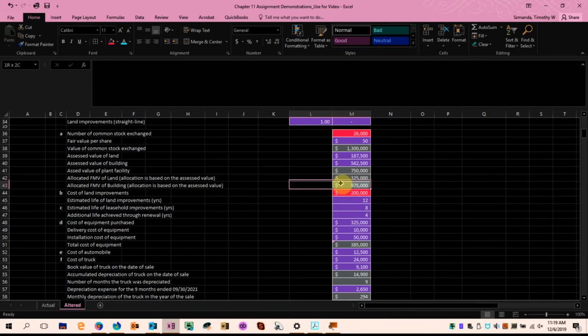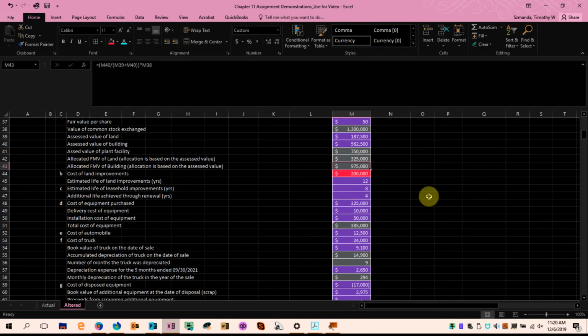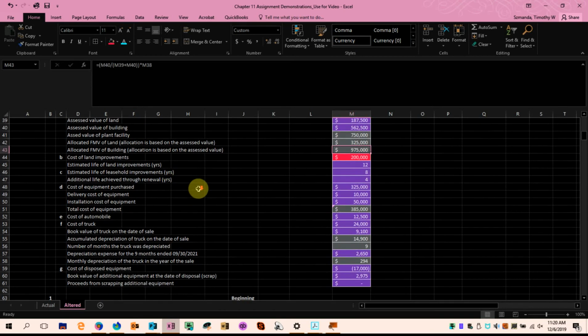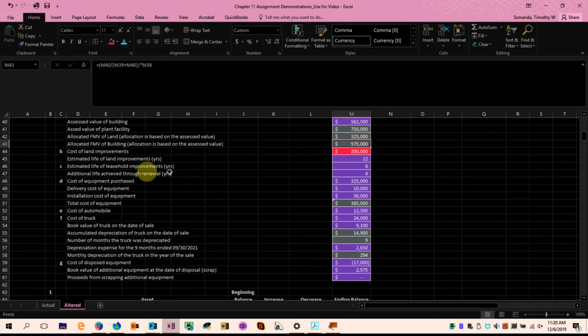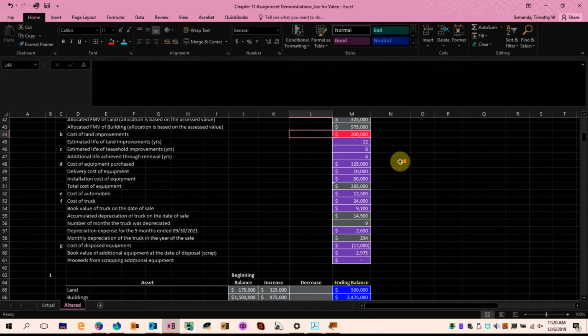If you add the two together, you should have 1.3 million. Another way, of course, to calculate the fair market value of the building from the 1.3 million total is just to take the 1.3 million less the 325 that I already calculated for the land. In either event, you'll arrive at 975 using my altered data. All right, and so I just reproduced the data that was given. Nothing very substantial in the cost of land improvements, except I changed the value a little bit.